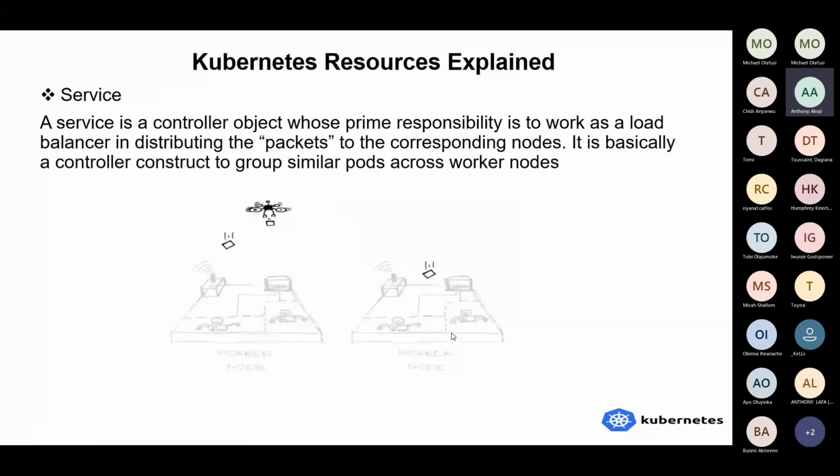Next, we have service. Service is a controller object whose prime responsibility is to work as a load balancer in distributing packets. When you have your network, people want to actually have access to your application. So what service does is, because when you create your application on a Kubernetes cluster, we have different types of service. We have cluster IP, node ports, external IP or external name, and load balancers. So these different services, you can use them.